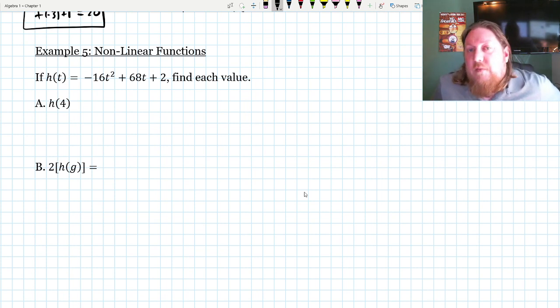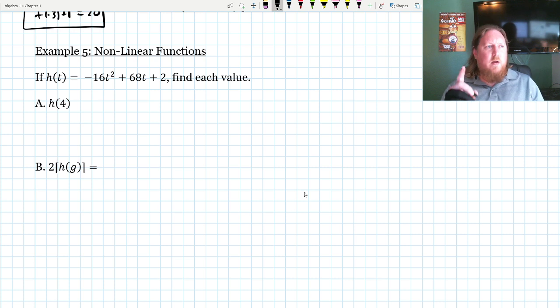Here are some nonlinear functions. And by nonlinear, it means it's not a straight line. You know what? I'm going to do these on the next video. That way you can take a little break if you need to.